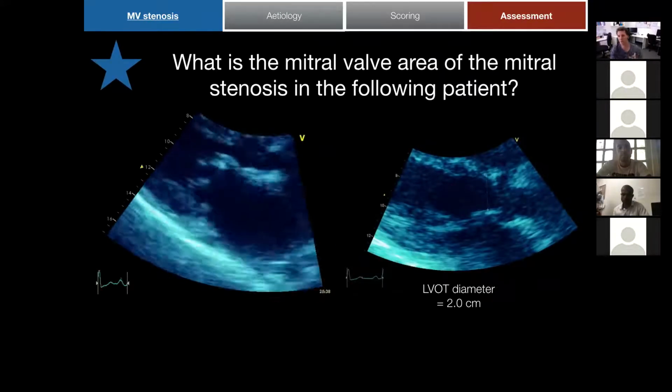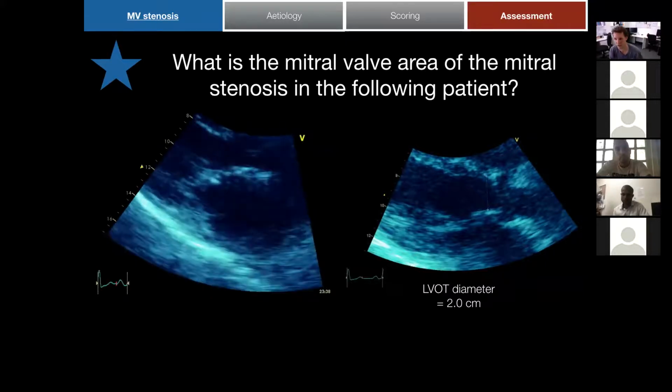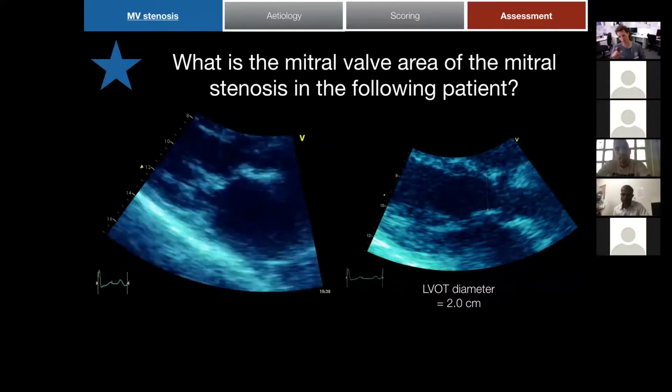Okay, so why don't we all have a go at this? Let's try and estimate what the mitral valve area is of this following patient. I'll give you all the details in.